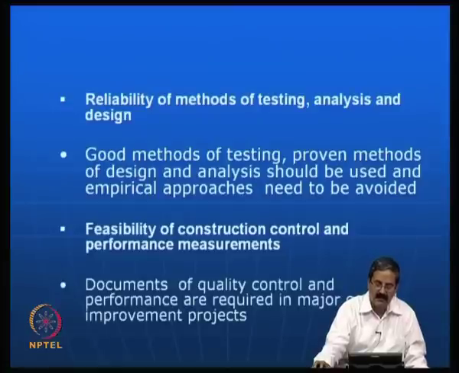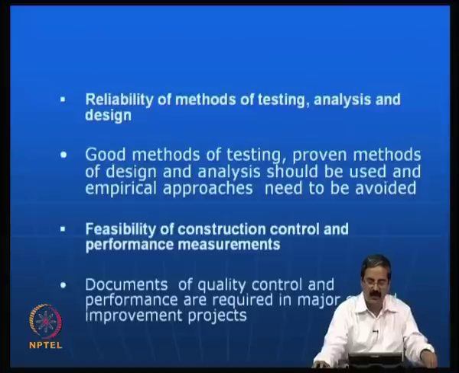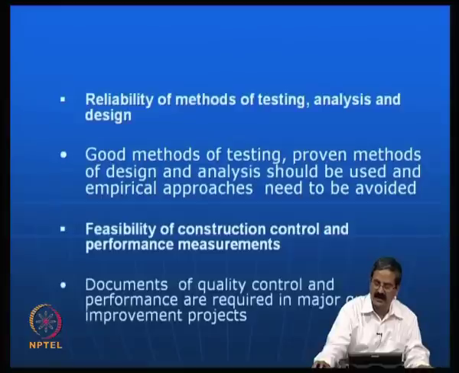Another important point is performance measurements. You are expecting that, say, settlements will come down, so you have to measure them. You keep on measuring the settlements, and only then can you say that the settlements are not there. If you use a ground improvement technique, do not measure, and then there is a settlement, there is a big problem. So, documents of quality control and performance are required. For example, in compaction control, at what spacing you should take samples, or what type of test, like the sand replacement test, should be specified, and then used in a lot of ground improvement projects.